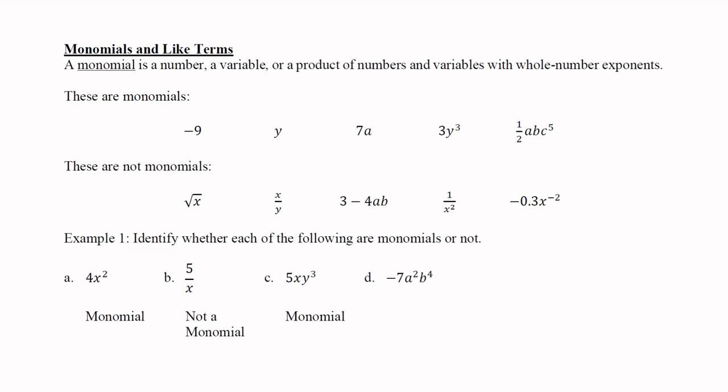-7a squared b to the fourth. Again, a coefficient, a couple of variables with a couple of exponents. This is a monomial. Square root of xy, can't have a square root, so it's not a monomial. And then 1/3 a to the fifth. 1/3 is a coefficient. It's okay to have a fraction as long as it's a numerical fraction. And then we have a to the fifth, so that would be a monomial.